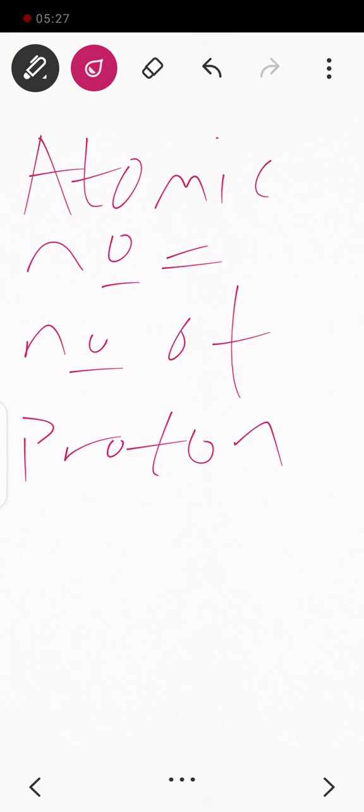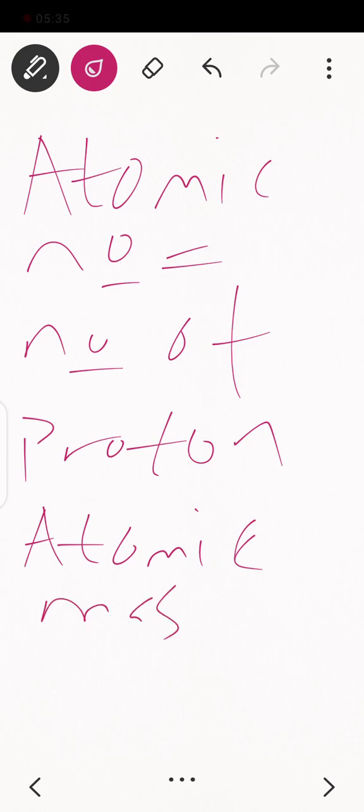That's an atomic number. What of atomic mass? Because you need to know what those two are, because we are going to use it when we get to elements. Atomic mass is the number of protons and neutrons present in a neutral atom. Number of protons and what? Neutrons present in a neutral atom.